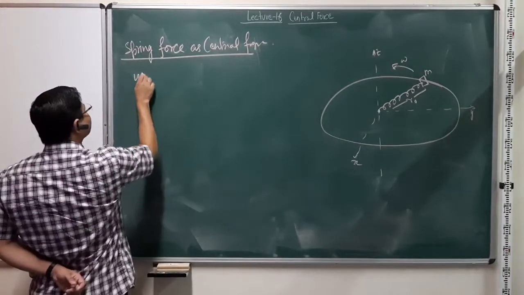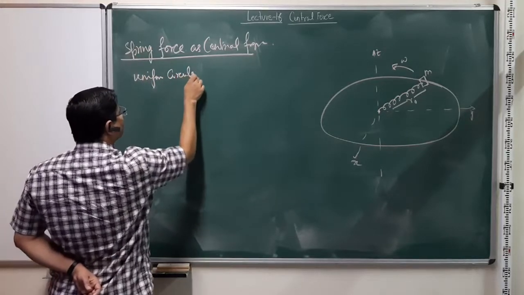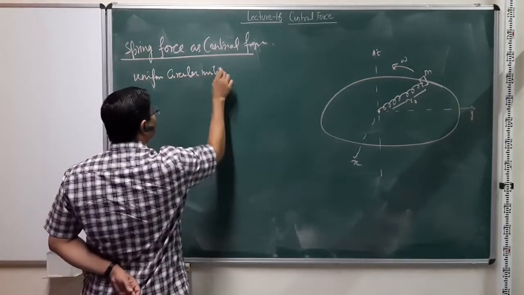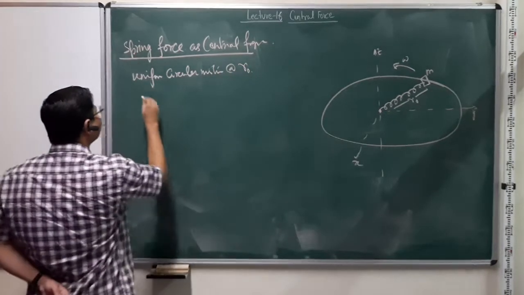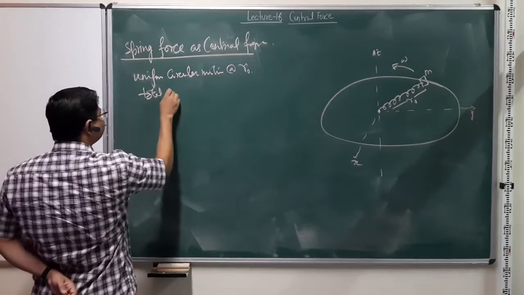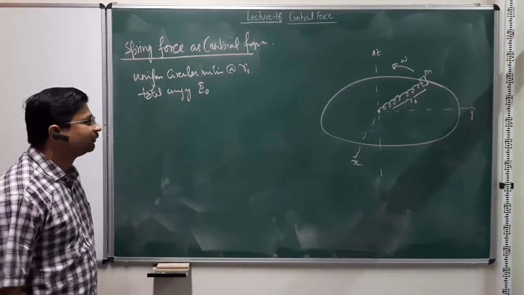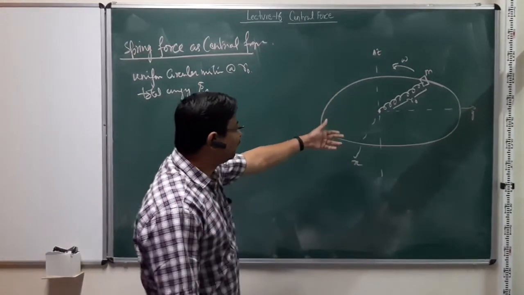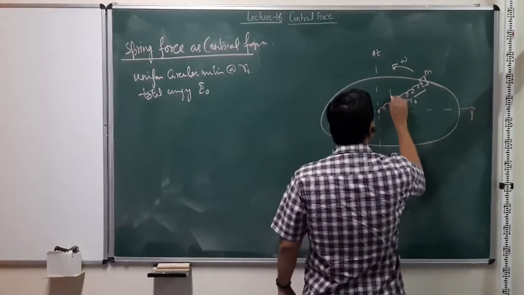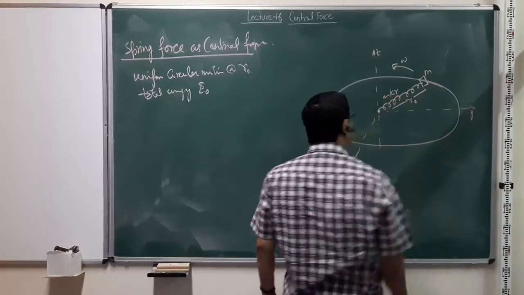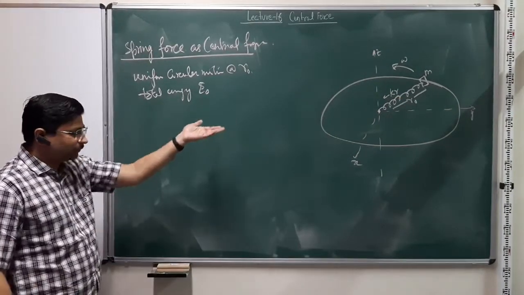So we are saying uniform circular motion at r0, total energy E0 to begin with, right? So if this is the system, we have to find out for a given energy E0 what will be the r0, given that the spring force goes as minus kr, so towards the center.